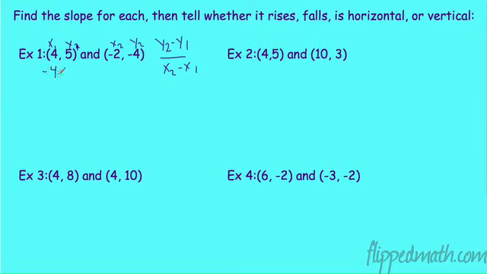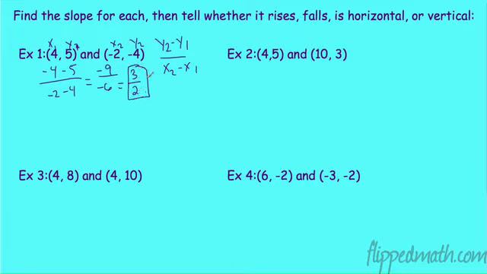So negative 4 minus 5, y2 minus y1, over negative 2 minus 4, x2 minus x1. That gives me negative 4 minus 5 is negative 9. Negative 2 minus 4 is negative 6. And of course, with slope, you want to reduce, and we like fractions with slope. So we're going to have 3 over 2. All right, so that is a slope.